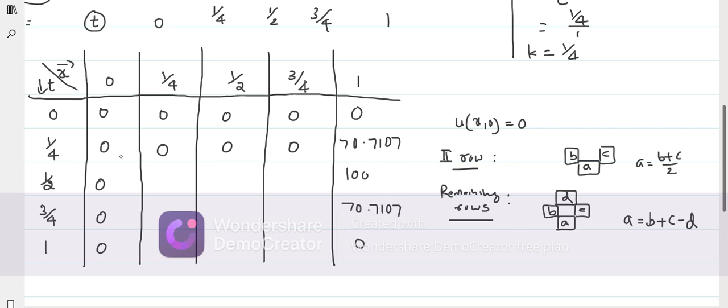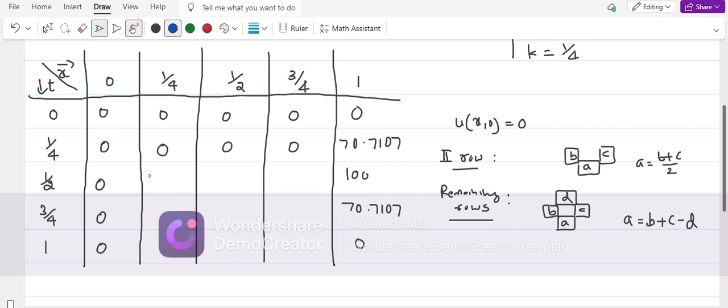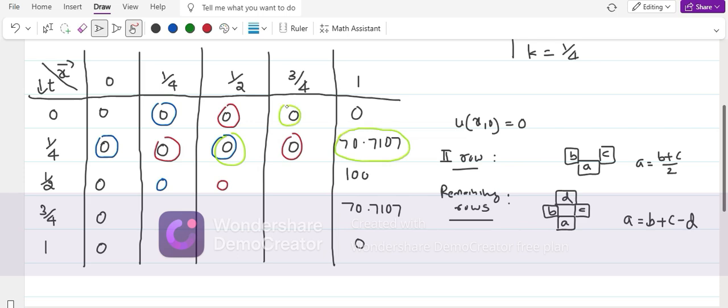For the remaining rows, I will use another formula: this one, this one, and this one. 0 plus 0 minus 0 is 0. 0 plus 0 minus 0 is 0. 0 plus 70.7107 minus 0. 0 plus 0 minus 0. 0 plus 70.7107 minus 0. 0 plus 100 minus 0. 0 plus 70.7107 minus 0. 0 plus 100 minus 0. 70.7107 plus 70.7107 minus, so you will get the same.